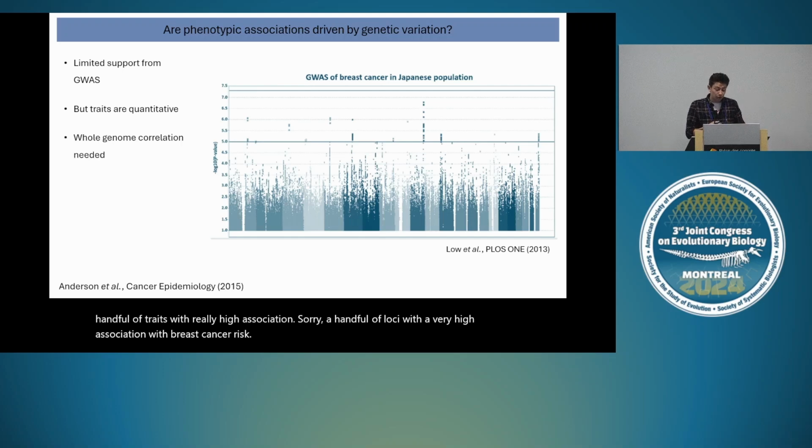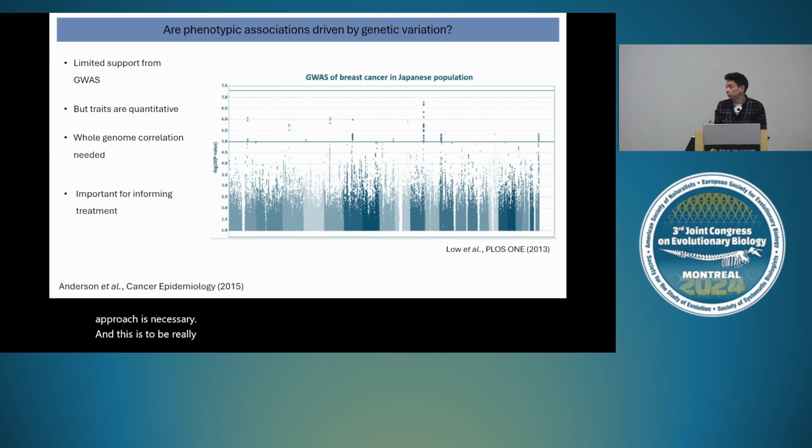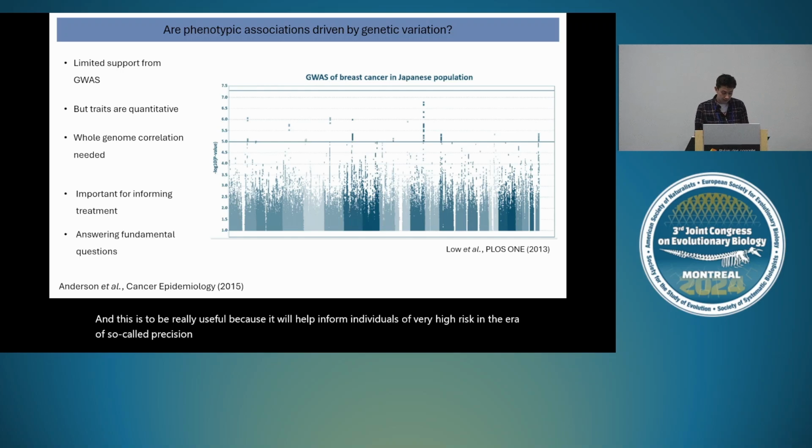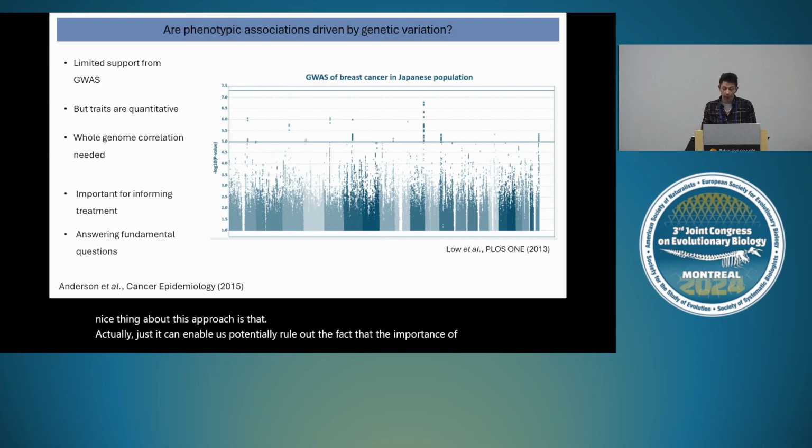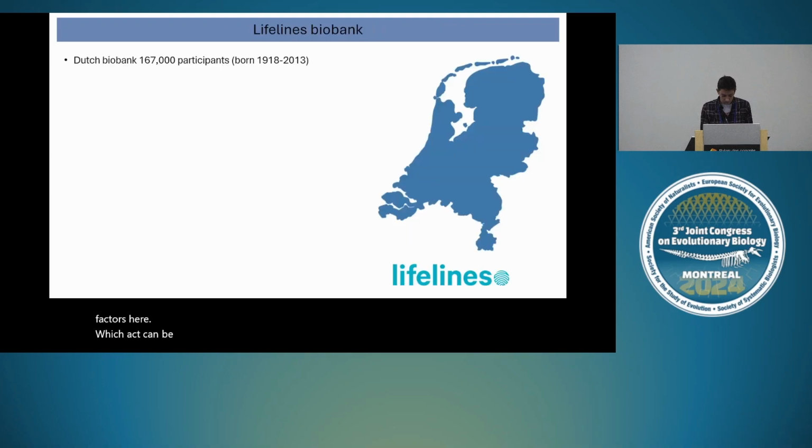So to really try and answer this question, I would say that taking a more quantitative genetics approach is necessary. And this could be really useful because it'll help inform individuals of very high risk in the era of so-called precision medicine, and also maybe answer more fundamental questions about why these breast cancer risk factors exist. Is it because they're also genes that are important in regulating human life history traits? And I think the other nice thing about this approach is that it can enable us to potentially rule out the importance of genetic factors here, which again would be useful.